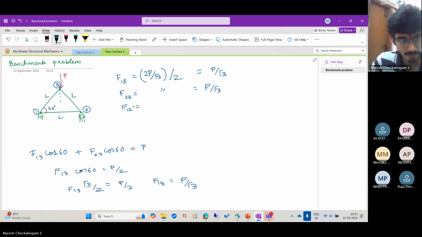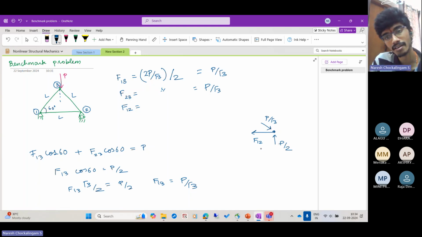Same. So what is F12? This member F23 is carrying a force of P by root 3, and there's no other force at this joint. So at this joint, if you draw the force triangle, this is having P by root 3 compressive. This is having some tensile force, which is F12. What is F12? And this has a vertical reaction. What is the vertical reaction? P by 2. So what should be F12? P by 2 root 3.